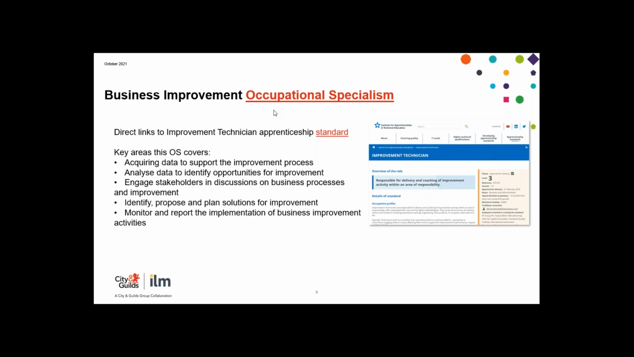But as you can see, the key areas are about acquiring data for support and improvement, analysing data, engaging with stakeholders, identifying and proposing improvements, and monitoring and reporting.